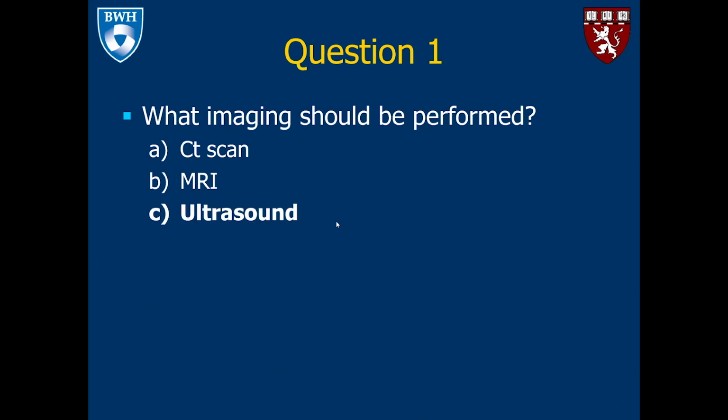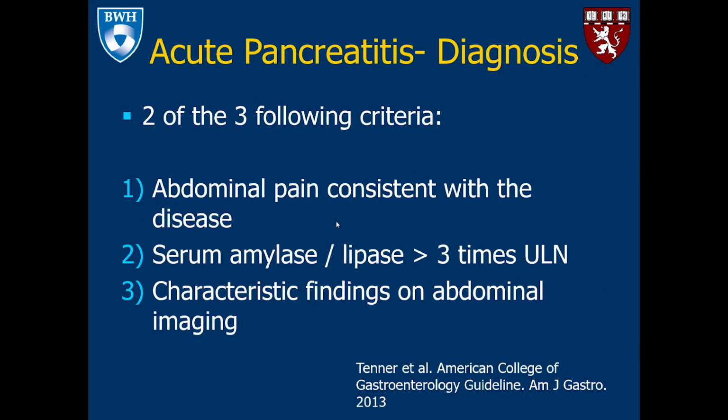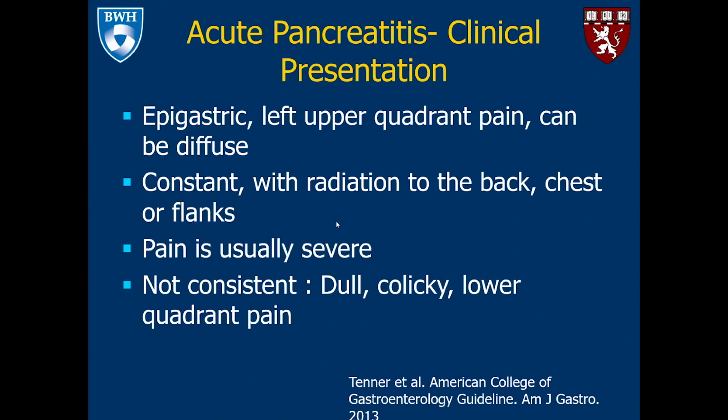So the answer is C, ultrasound. Let me walk you through this. So acute pancreatitis, the diagnosis is made when we have two of the three following criteria: abdominal pain that is consistent with the disease, serum amylase or lipase greater than 3 times the upper limit of normal, and characteristic finding on abdominal imaging, if you don't have one of those two.